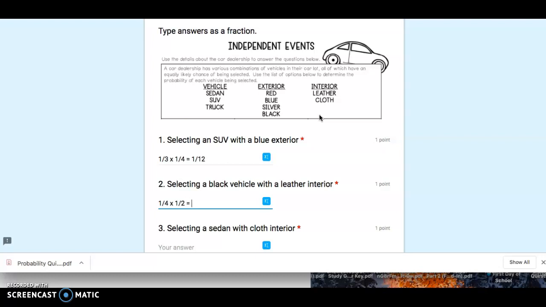So when you multiply the two independent events together, the 1/4 chance of getting a black exterior with the 1/2 chance of a leather interior, 1/4 times 1/2 is equal to a probability of 1/8. So I hope this helps you out.